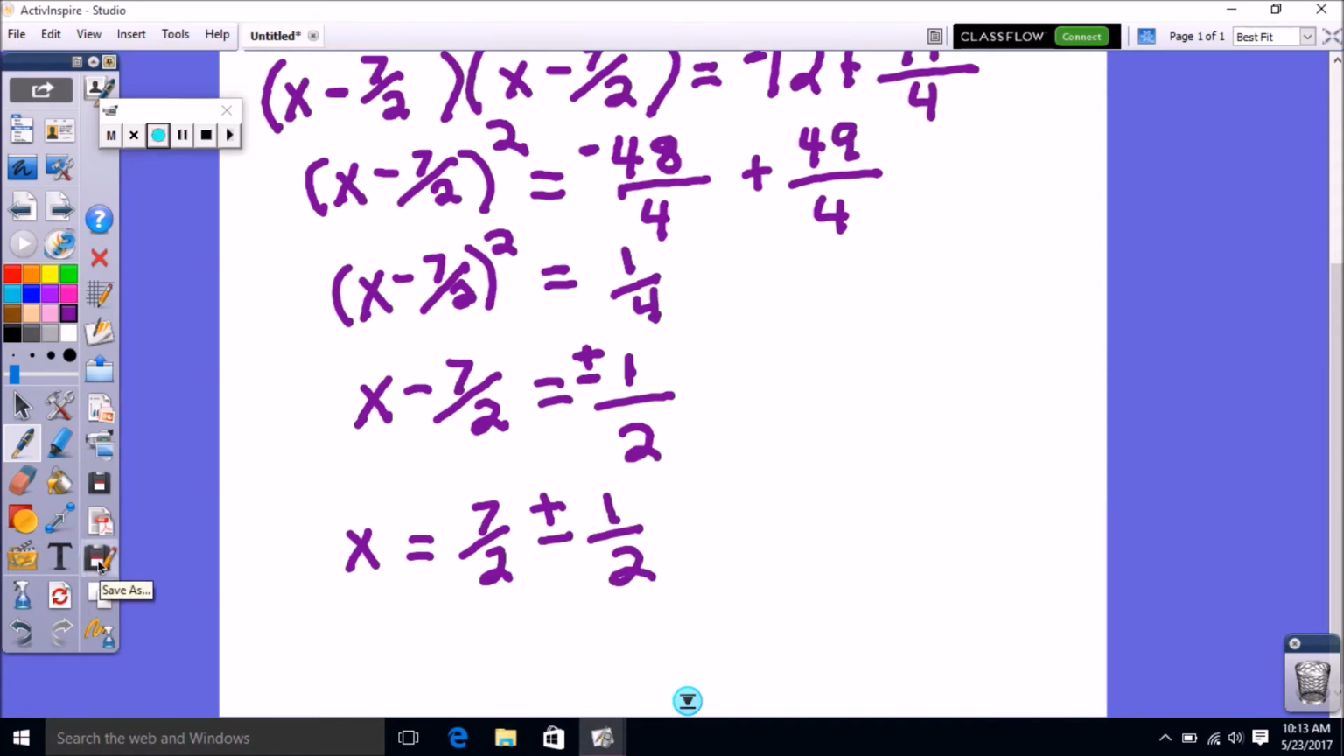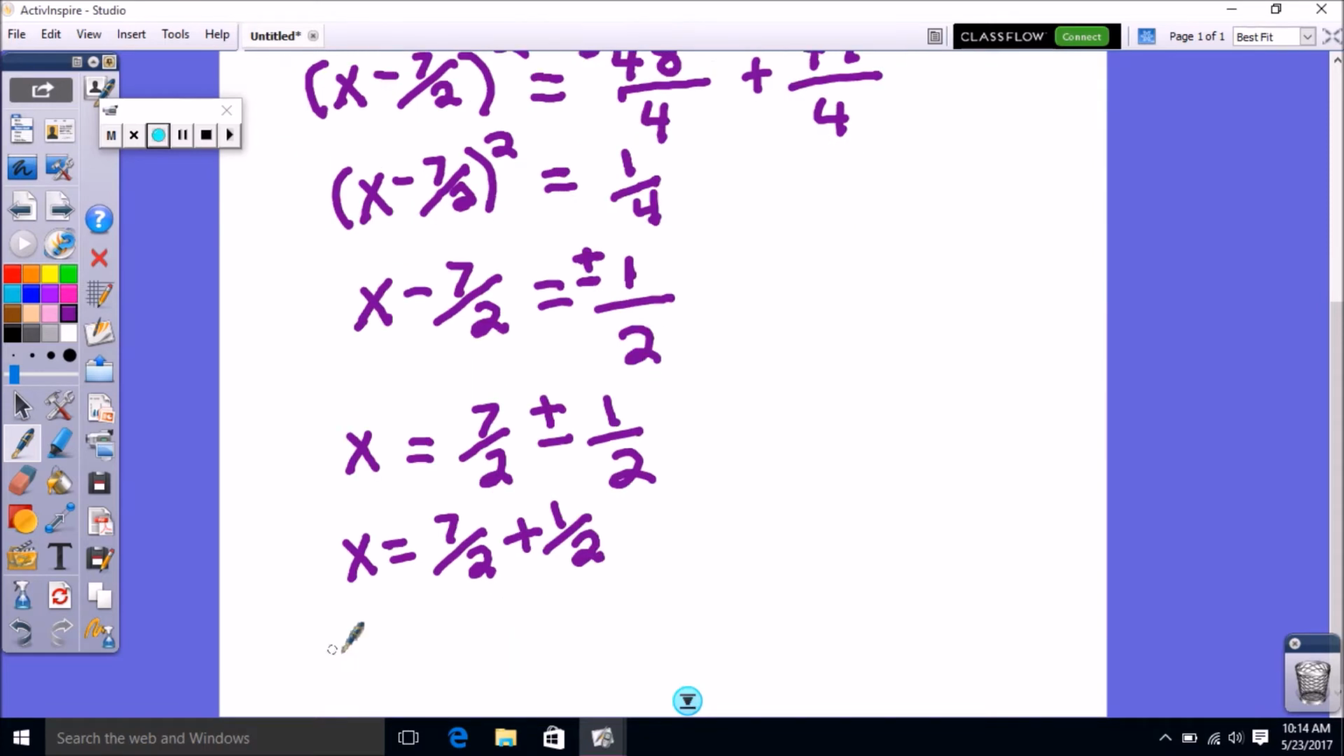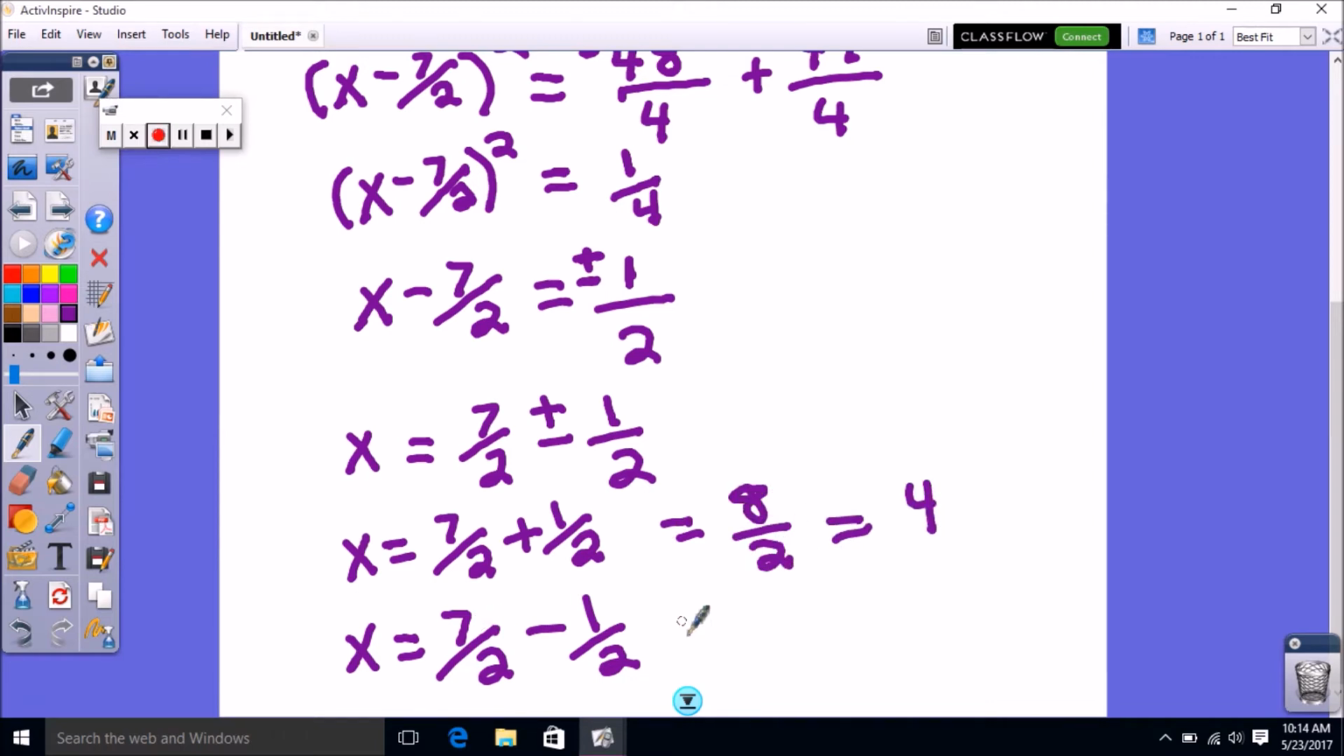Now, since there's no radicals here, I need to do a little more work. So that means I have two problems here. I have x equals 7/2 plus 1/2, and I have x equals 7/2 minus 1/2. 7/2 plus 1/2 is 8/2, which is 4. 7/2 minus 1/2 is 6/2, which is 3.